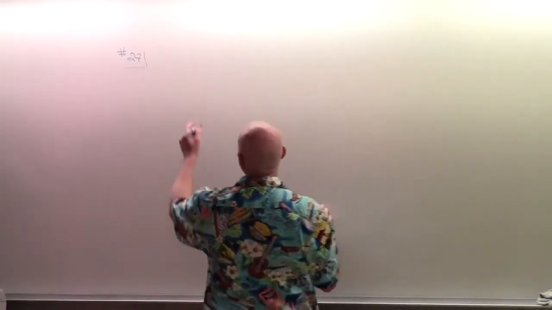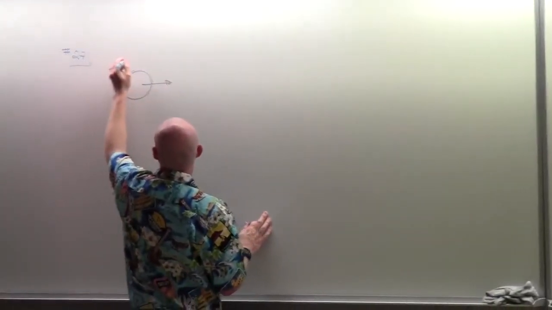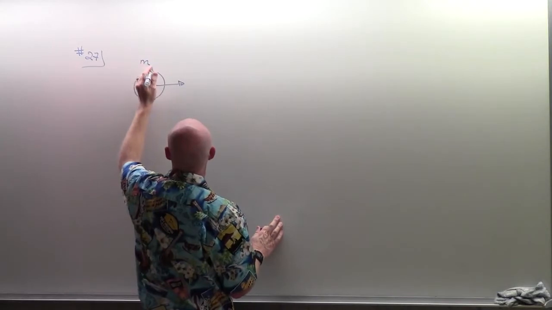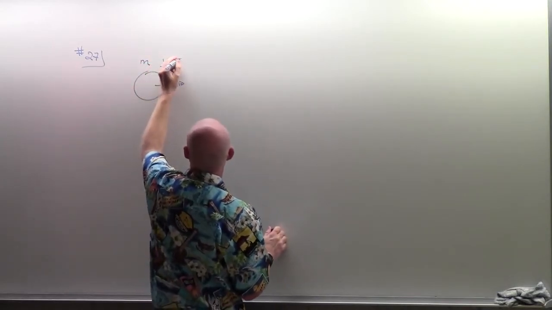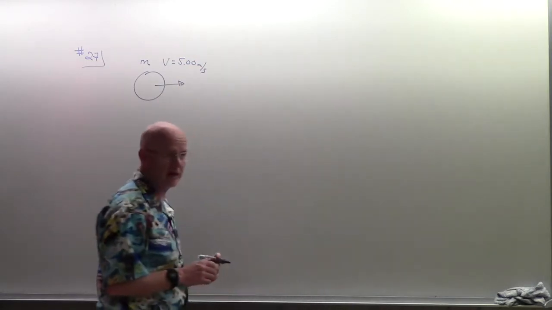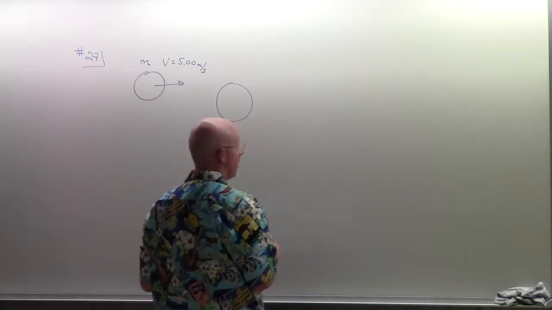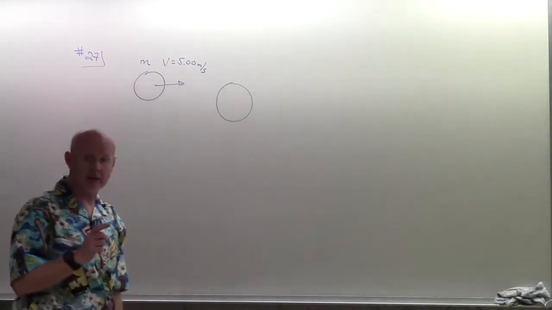All right, so if I was just drawing a picture, it might look something like this. Here's the first one, the cue ball, if you will. It has some mass, m, which they don't say what it is, but they do say it has an initial speed of 5 meters per second. That's kind of the initial conditions. And it is headed towards a second ball. It's going to strike that one.